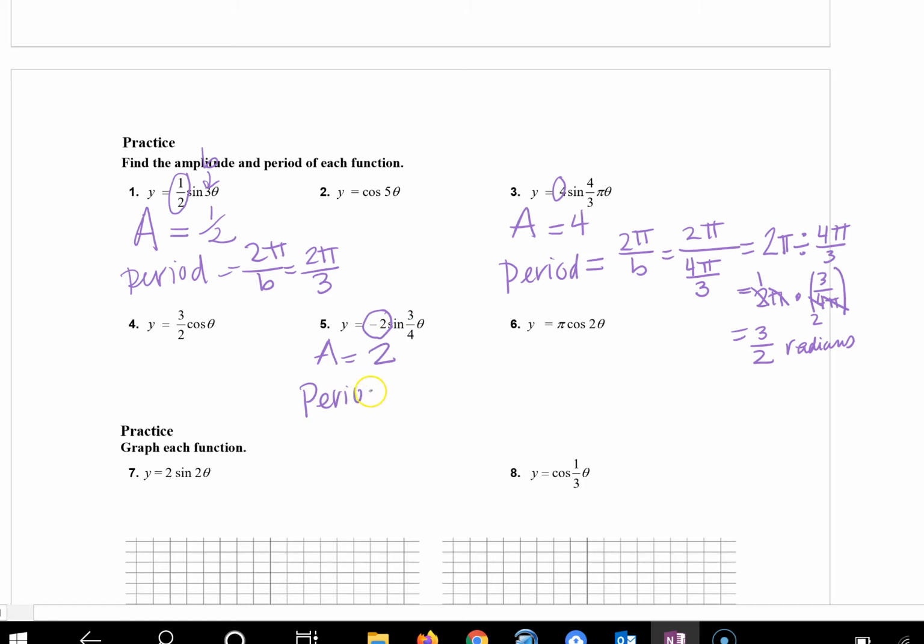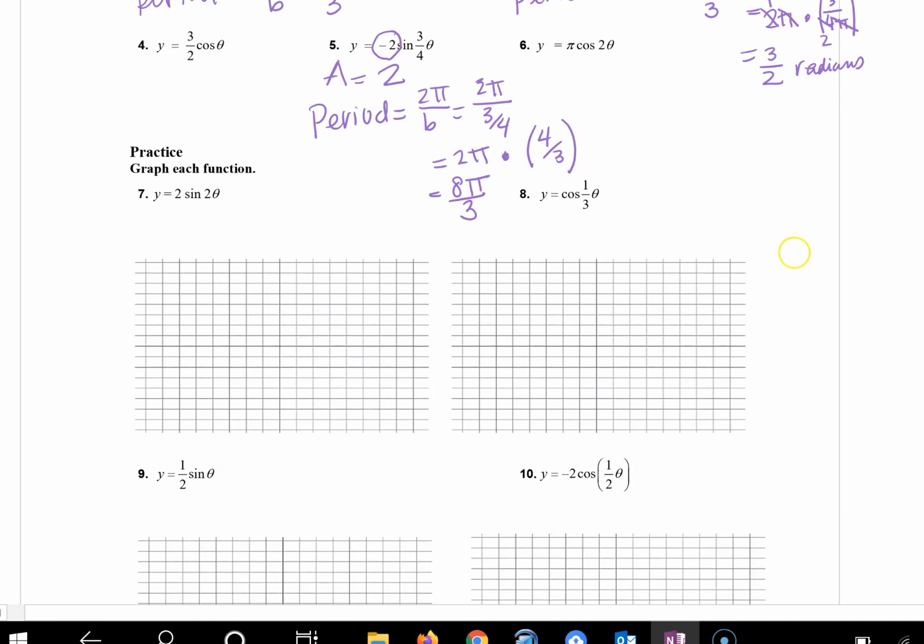The period will be 2 pi over b. This time the b is 3/4. I do the same division thing. So 2 pi times the flipped fraction, 4/3, will end up being 8 pi over 3 as the period of this function. Okay, so those are the examples with amplitude and period, and then it gets into graphing the function.